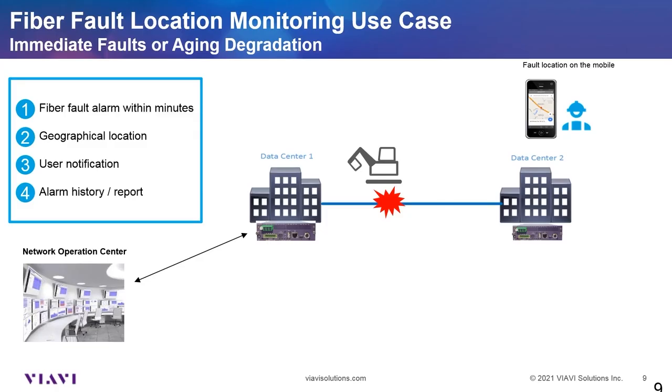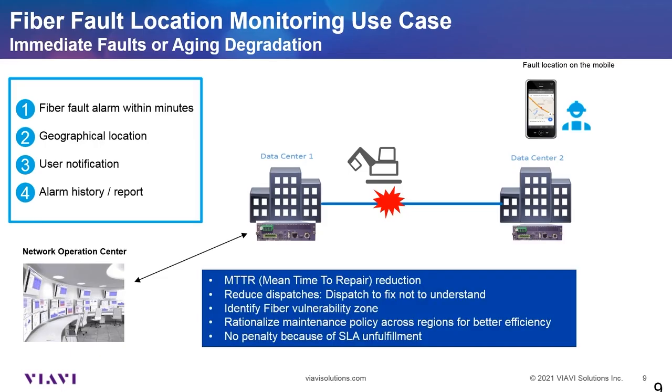We'll get a geographic location. We will typically know what the root cause of the problem is, whether it was a connector that was disconnected or a break on the line. And then we can also have history of the line and the behavior of the line.